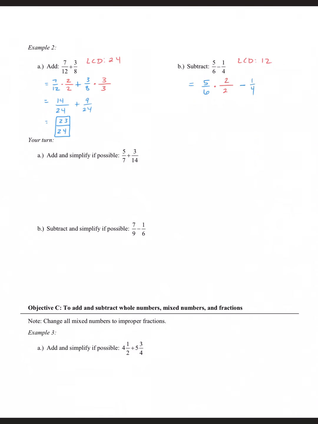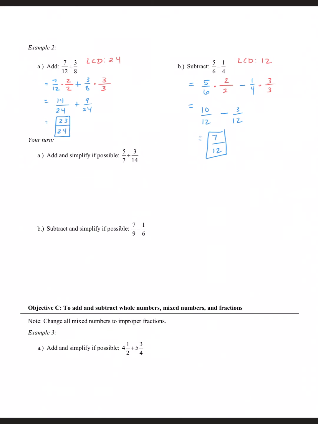And then we have 1/4, and we have to multiply that by something. Again, 4 times what gives us 12? 4 times 3, right, that's going to give us a 3. So we need 3 over 3. And then we can continue to simplify. 5 times 2 is 10. 6 times 2 is 12. And we're subtracting. 1 times 3 is 3. 4 times 3 is 12. And we know 10 minus 3 is 7 over 12. 7's prime. Only factors are 1 and 7. And so that means that this is completely simplified.